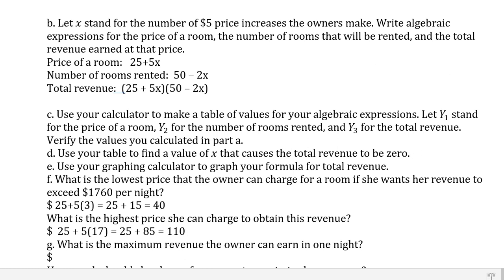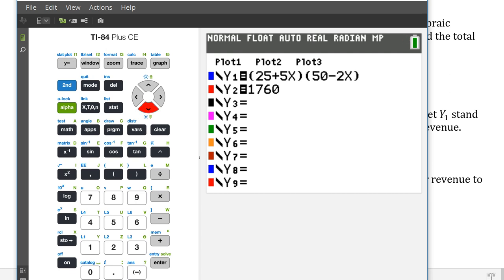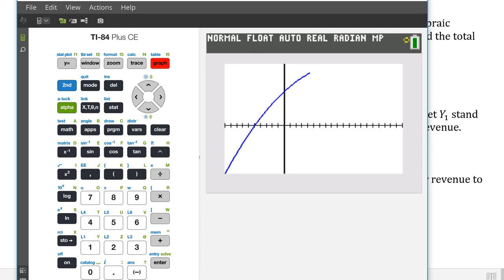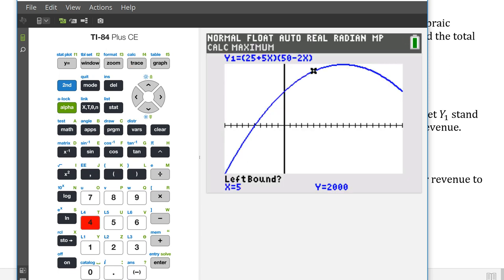Okay, and then the next part asks what is the maximum revenue the owner could earn in one night. So we're going to go back to the graph. I'm going to delete Y2. We no longer need that line. And then try to find the maximum value of this function. Okay, so under second trace, the maximum feature is number 4. We need to just have our cursor somewhere to the left of the vertex and then scroll to the right of the vertex and hit enter, and then hit enter one more time, and we see that the maximum revenue, that's the Y value, is $2250.